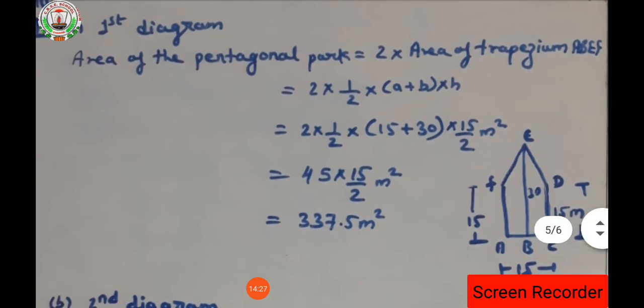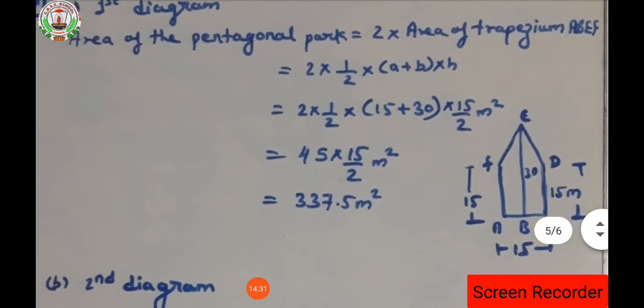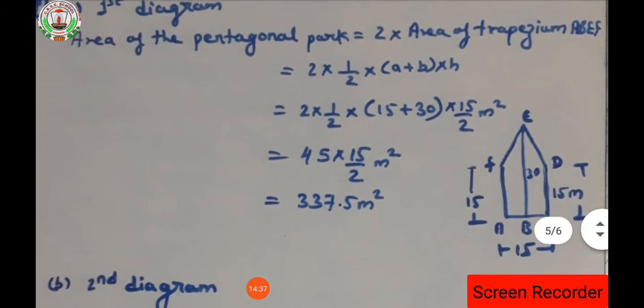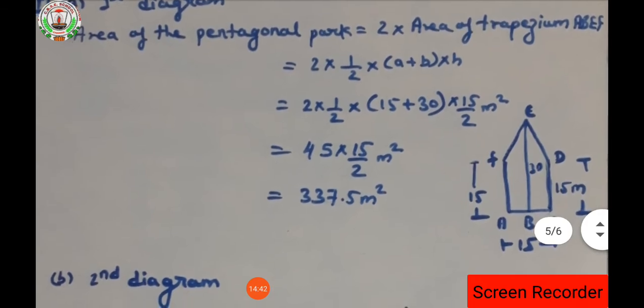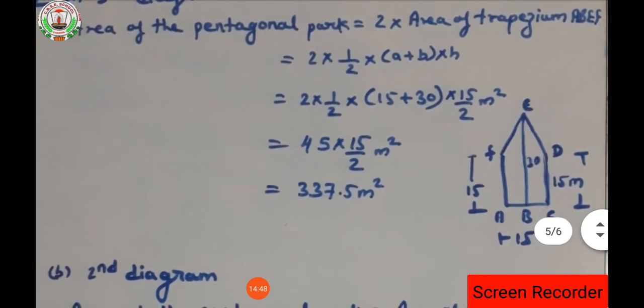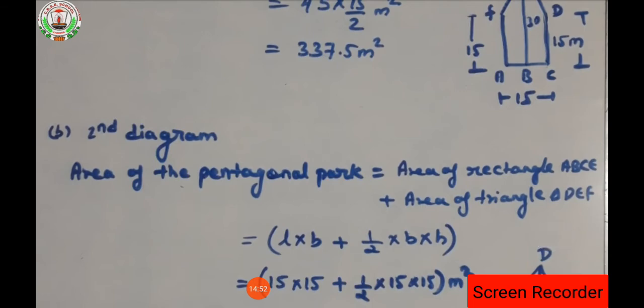Substituting the values from the figure, the values are already given. One parallel side is 15, the other parallel side is 30, and the height is 15 by 2. Solving this, you will get the answer as 337.5 meter square. Okay, so in the same way, this is the area for Jyoti. Now we are going to find the area drawn by Kavita.